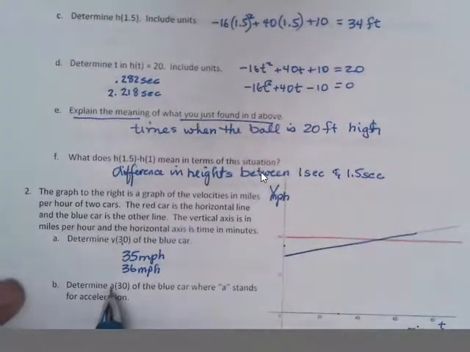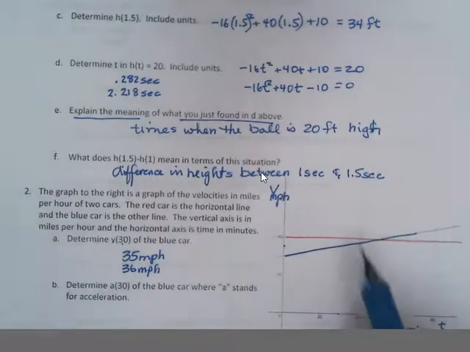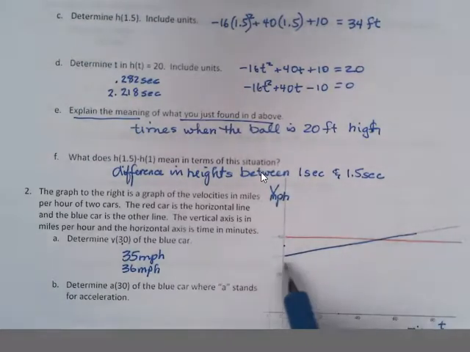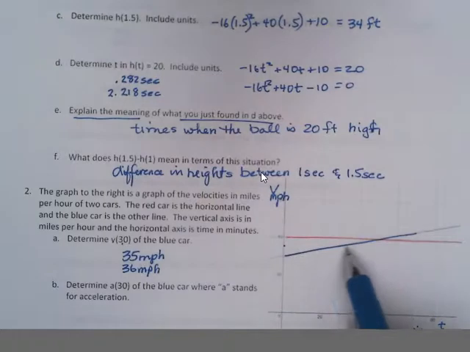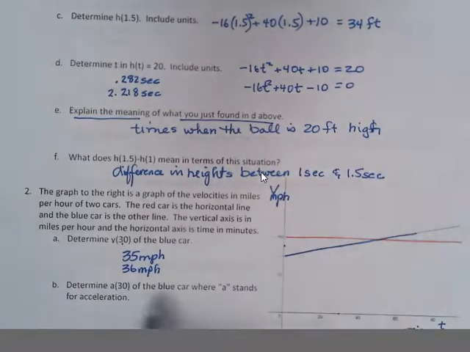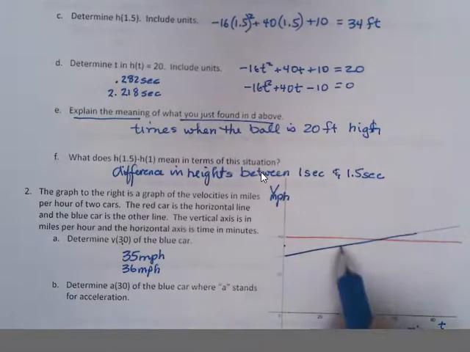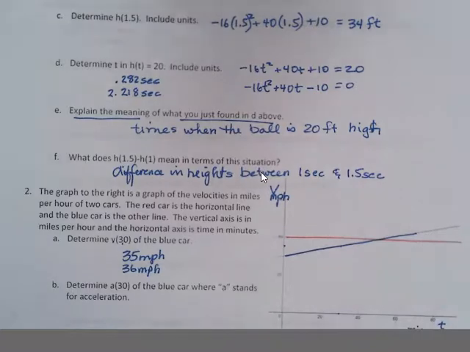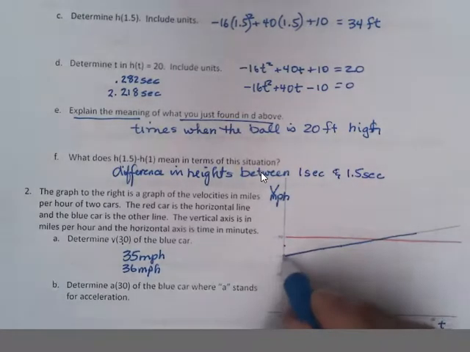Determine the acceleration. A stands for acceleration. The acceleration at 30 minutes of the blue car. Well, the acceleration is how fast the velocity is changing. Well, that's the slope, how fast it's changing. So we have to figure out the slope. And when it says to do it at 30, since this is a straight line, we can do it at 30 or 20 or anywhere on here. The line has always got the same slope. So I'm going to pick 2 points.